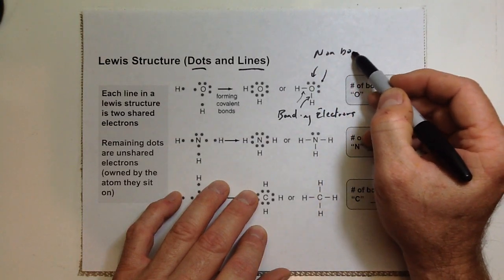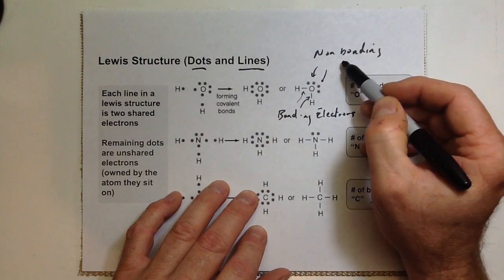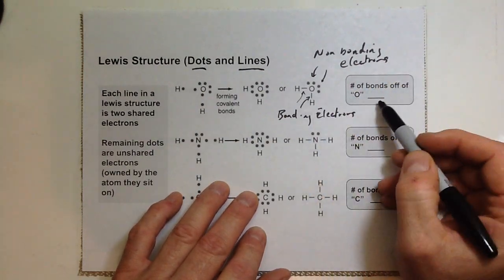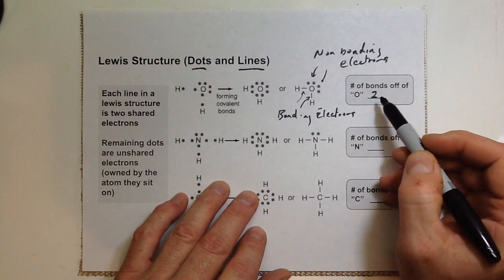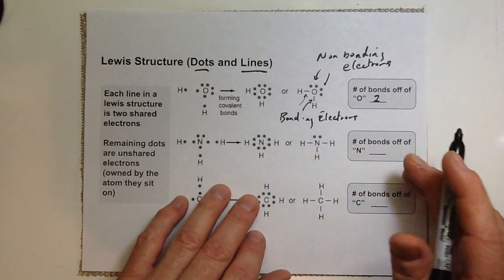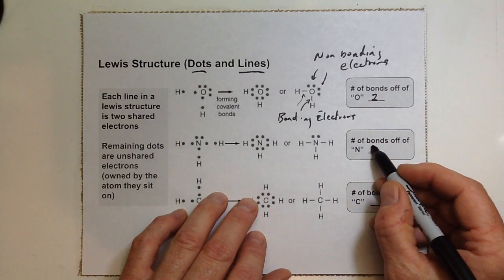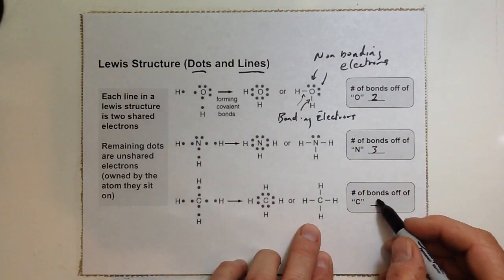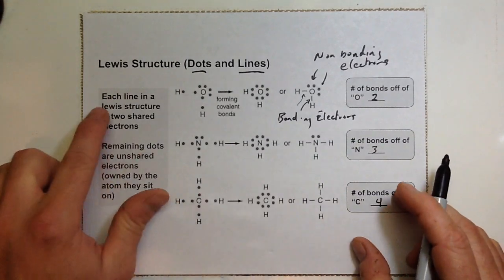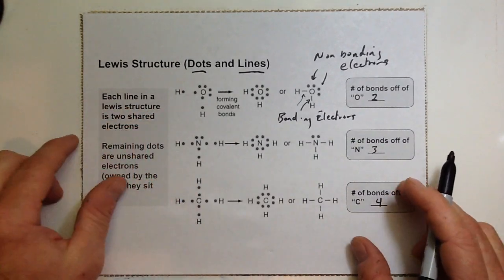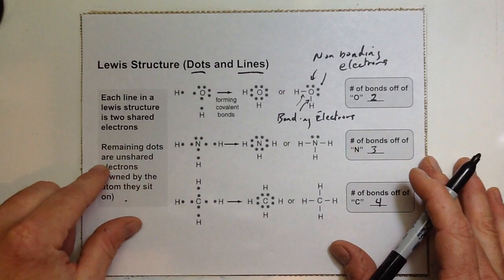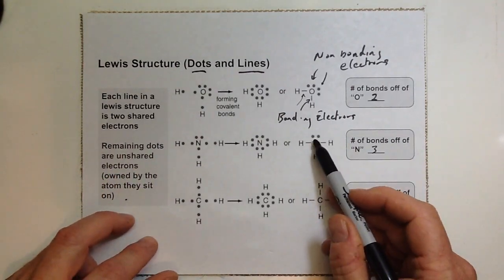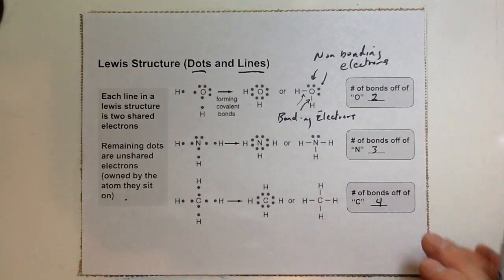They're also called lone pairs, non-bonding electrons. And the number of bonds off of the oxygen is 2 because it needed to have 2 bonds to reach an octet state. The number of bonds off of nitrogen, 3. And then the number of bonds off of carbon will be 4. Remember, each line in a Lewis structure is 2 shared electrons, and the remaining dots are unshared electrons, which are owned by the atom they sit on. So these 2 right here are owned by the nitrogen.